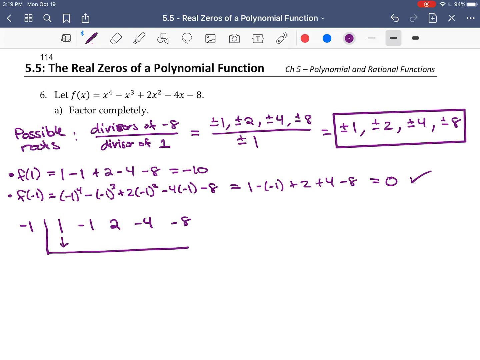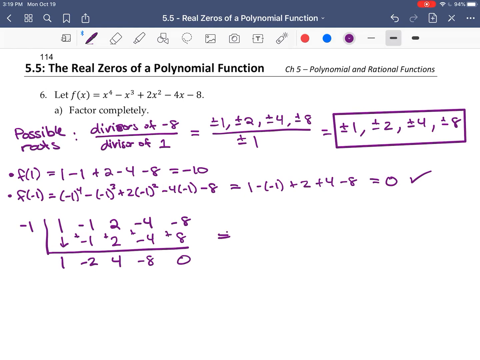Okay, so we bring this one down, so that's a 1. -1 times 1 is -1. We add, we get -2. -1 times -2 is 2. We add, we get 4. -1 times 4 is -4, so we add and we get -8. -1 times -8 is 8. We add, we get 0.